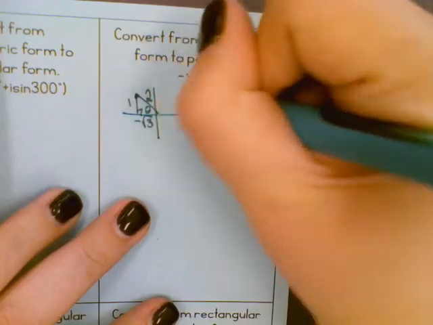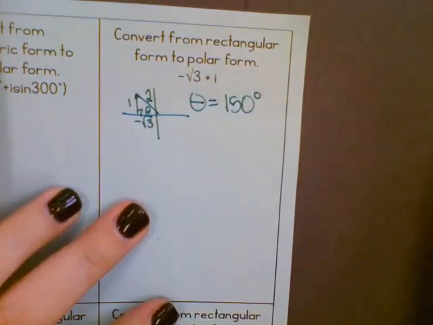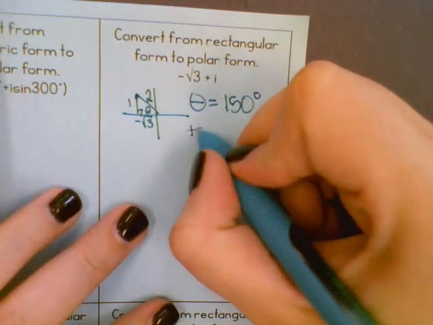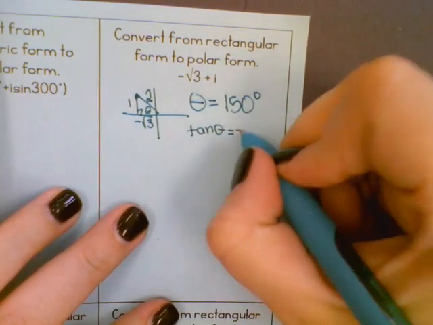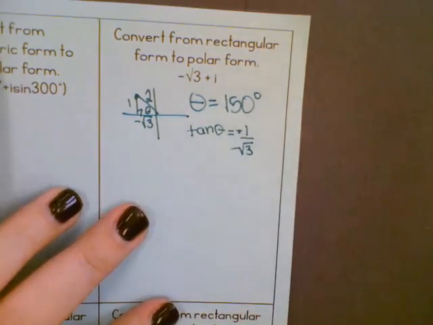So that means our reference angle is 30, but in quadrant 2, we're going to have a degree measure of 150. And again, you could have done that by doing tangent of theta equals opposite over adjacent, and you would end up with the same thing. I like when you guys draw the pictures, though, better.